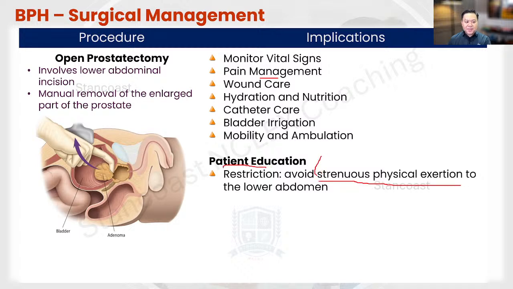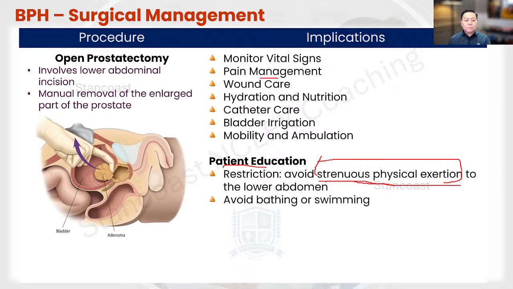This is the key. Avoid or restrict the patient from doing any strenuous activities, because this can cause an increase in the abdominal pressure, which can also disrupt the surgical site, and it will cause bleeding or hematoma formation into the surgical site. So that's why we don't want any of this strenuous exercise for several weeks. We're talking about 3 to 4 weeks.